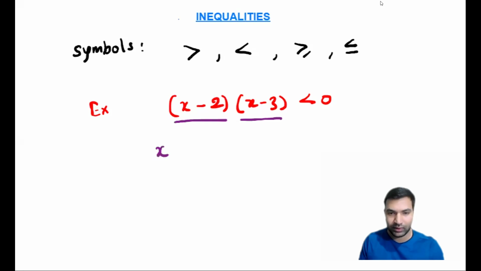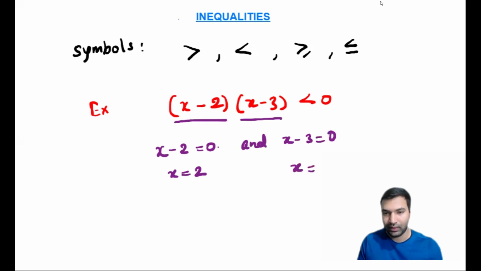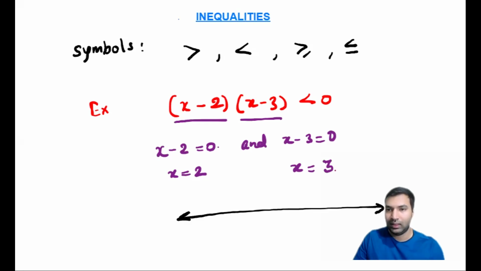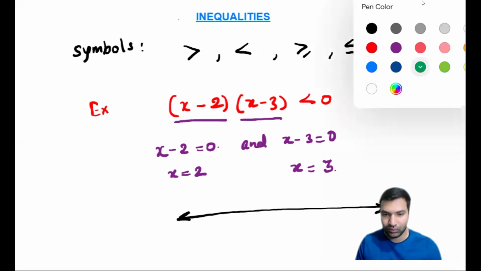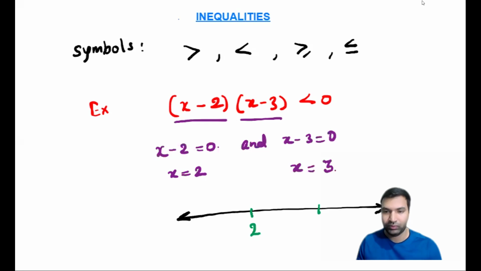I know that if I equate this to 0, I'll get x equal to 2. And if I equate x minus 3 to 0, what do I get? I'll get x equal to 3, right? Now the next thing is to put this on the number line. So this is how a number line would look. And therefore, you put it on the number line. So 2 lies here and 3 over here.